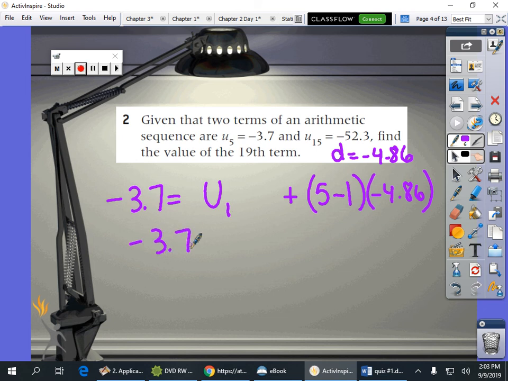Negative 3.7 equals u sub 1 plus, help me out, what's 4 times a negative 4.86? Negative 19.44. Can I get a second? Because I've been making goofs today. Keeping you on your toes and me on my toes.